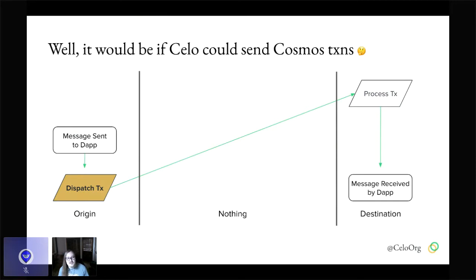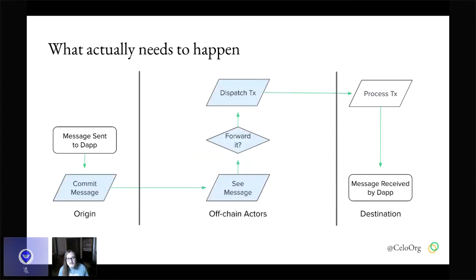So we need to introduce some off-chain actors. We're going to have Ethereum commit the message to its state or to an event or to some other Ethereum thing. Some off-chain actor, we usually call them relayers, is going to see that message. It's going to decide to forward it to Celo. It's going to create a Celo transaction using its own keys and Celo balance, and it's going to dispatch that transaction to the Celo chain.